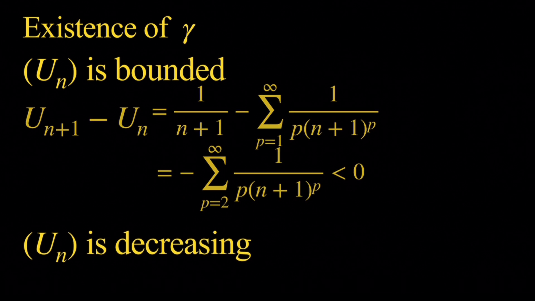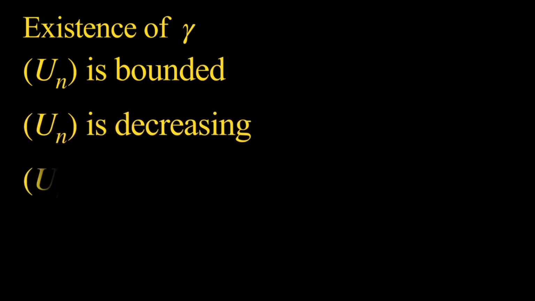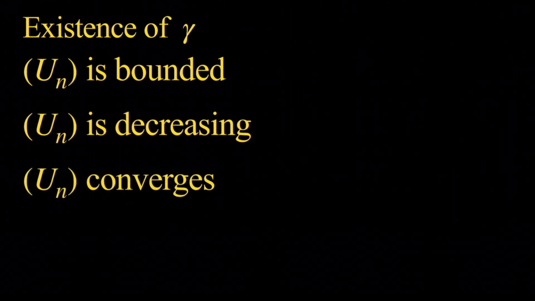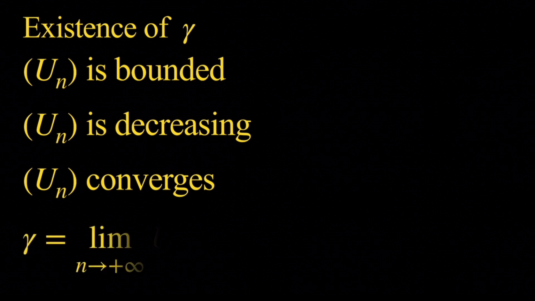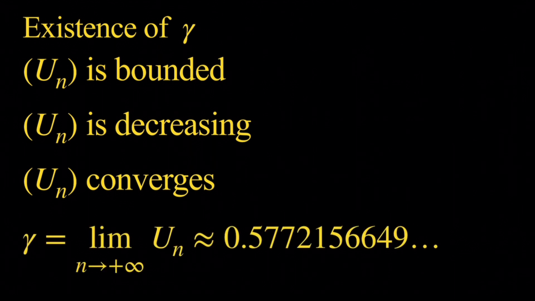Now we have a sequence that is bounded and decreasing, therefore it's convergent. And the limit of our sequence is precisely the Euler-Mascheroni constant. Its approximate value is 0.577 and so on. Okay, now we want to express this constant as the sum of an infinite series.